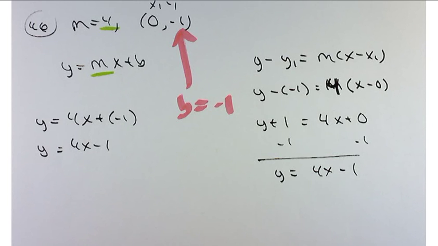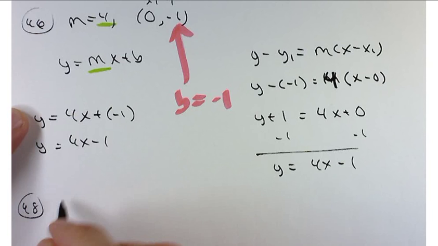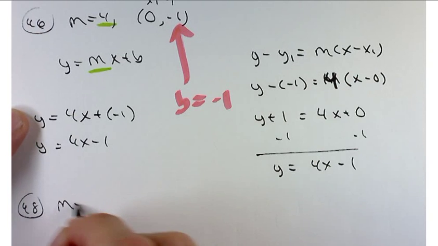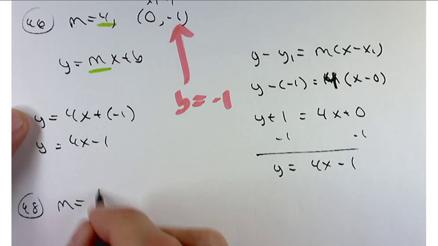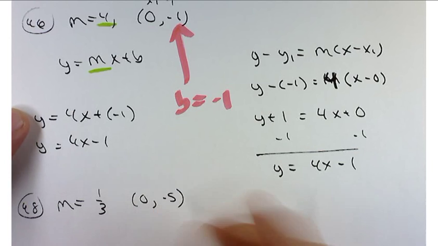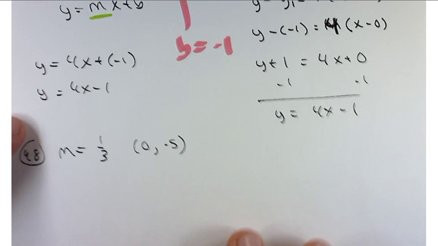Okay, let's try another one like that. Problem number 48. We don't have to do it this way. m equals 1/3, passing through the point 0, negative 5. See if you can come up with the equation.